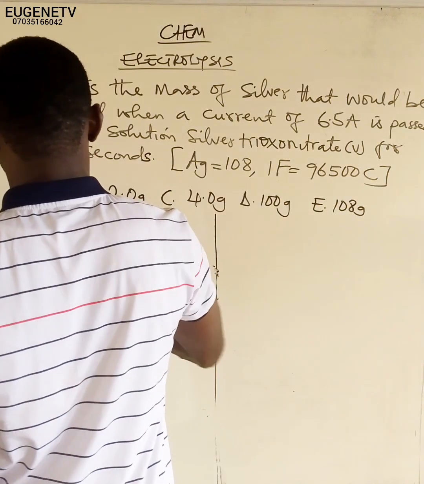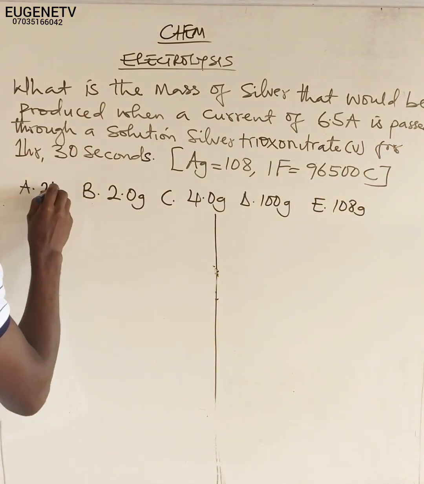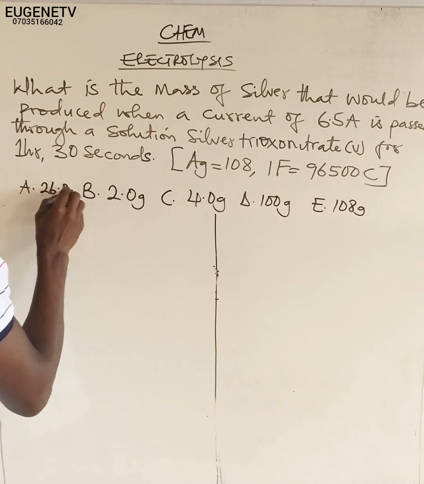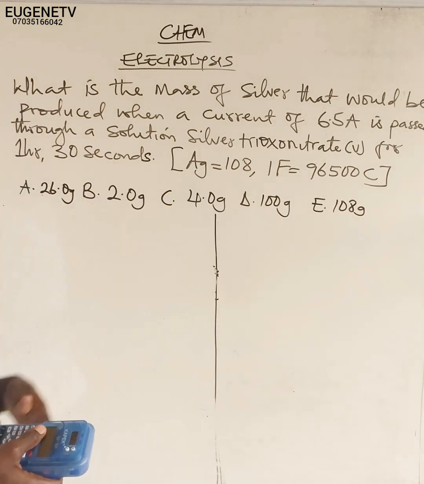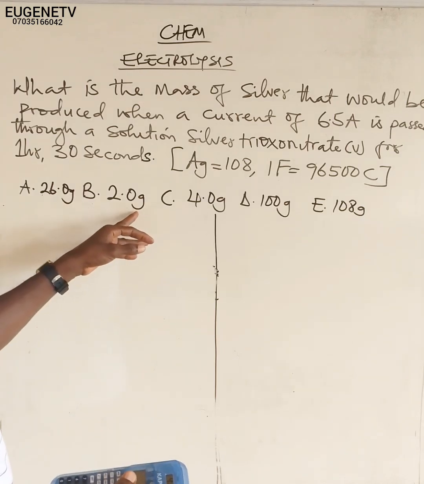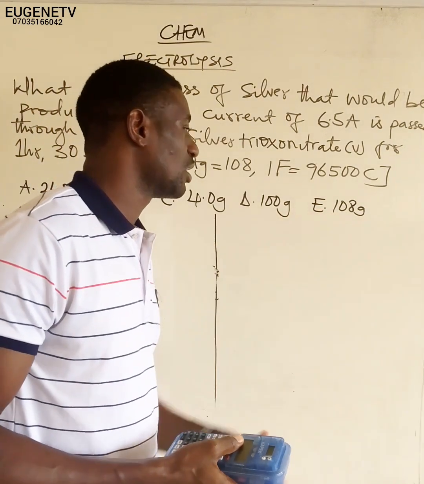So we have the following options here. There is a mix up here. We have the following options: 26.0 gram, 2.0, 4.0, 100 gram, and 108 gram.